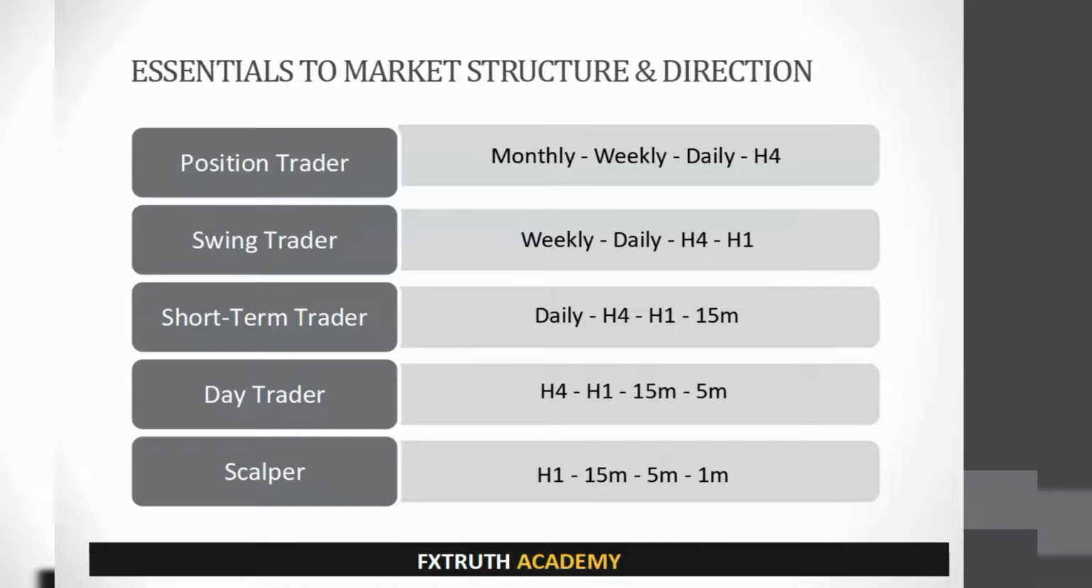Then the last of all will be the scalper. You want to focus on the 1 hour, the 15 minutes, the 5 minutes, then the 1 hour. So for the position trader, you're looking to take a trade in 2 to 3 months. You're looking to catch 2 or 3 trades in 3 months. Then for the swing trader, you're looking to catch 2 or 3 trades in a space of 1 month or 2 months, as the case may be, depending on what you are looking for.